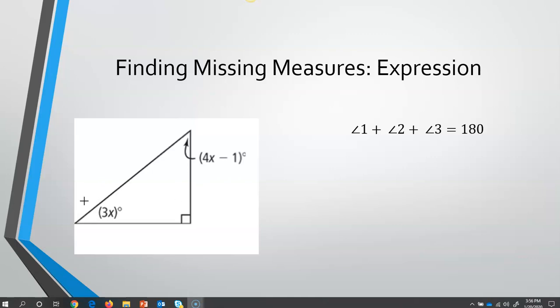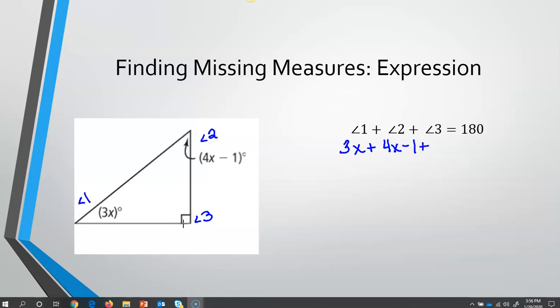So I'm going to, for my own purposes, say that this is angle 1, that this one is angle 2, and this one is angle 3. And again, you get to choose that. Then I'm going to put those values that I was given into my equation. So for angle 1, I said that that is the 3x. So angle 1 would be 3x plus angle 2 right here, I have 4x minus 1. So I'm going to put 4x minus 1 plus, now I have angle 3.